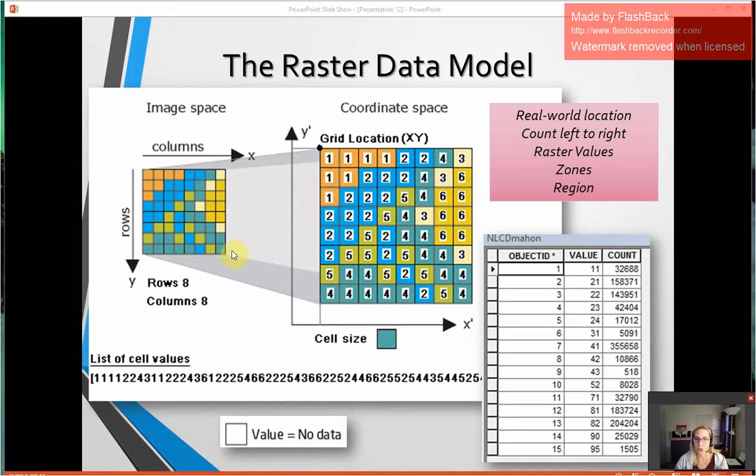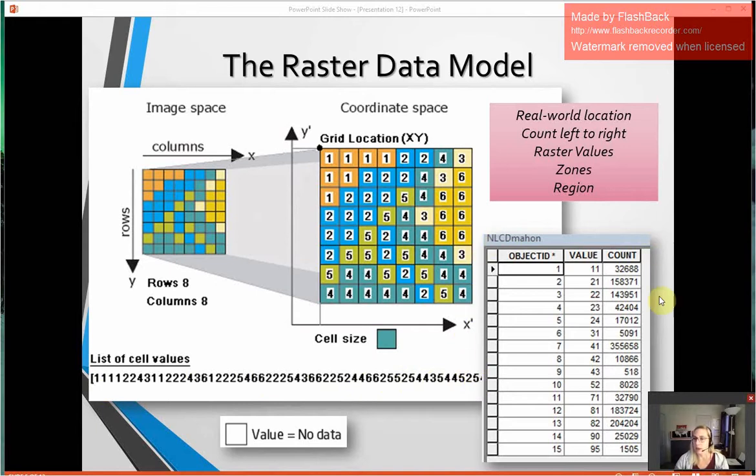Ways we can actually read rasters, we can look at it as a list of cell values. So in this case, what we see down here, 1, 1, 1, 1, 2, 2, 4, 3, actually corresponds to what's up here. So if you read this from right to left, going down and down, you would actually read it off like this.